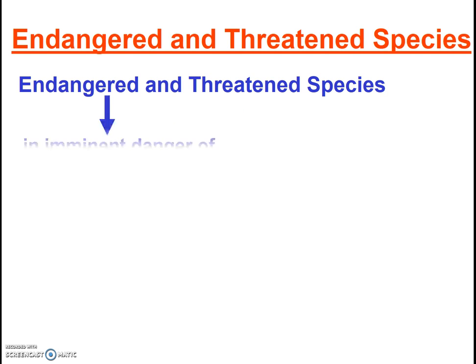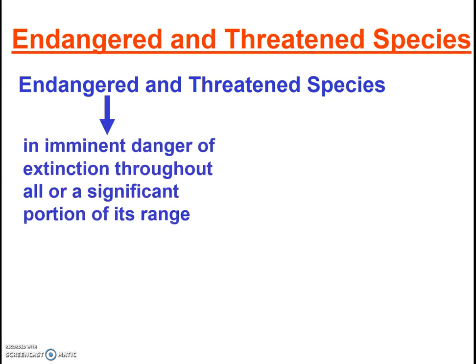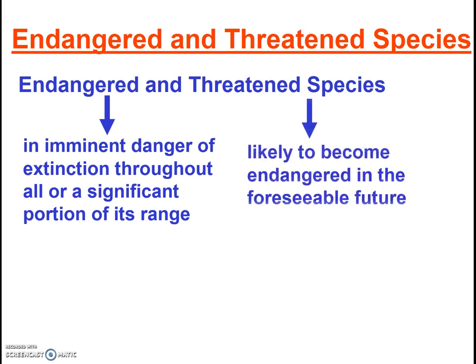First of all, a few definitions. An endangered species is one that's in imminent danger of extinction throughout all or a significant portion of its range. A threatened species is one that's likely to become endangered in the foreseeable future.